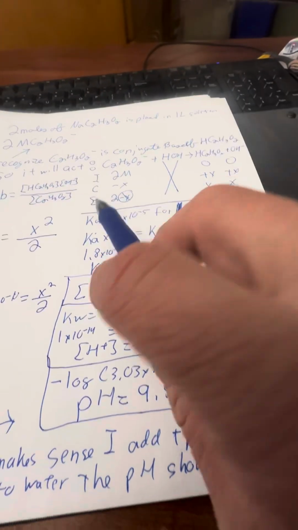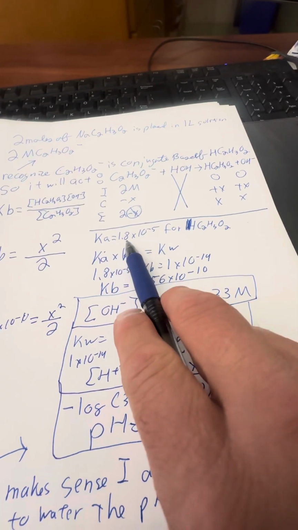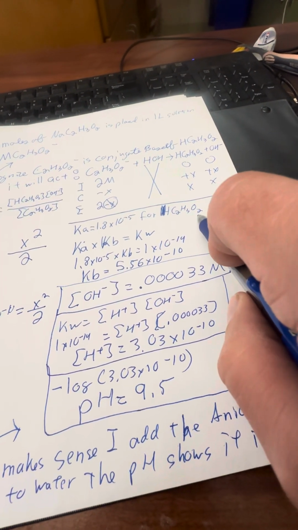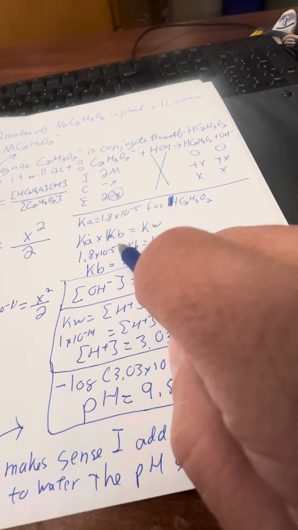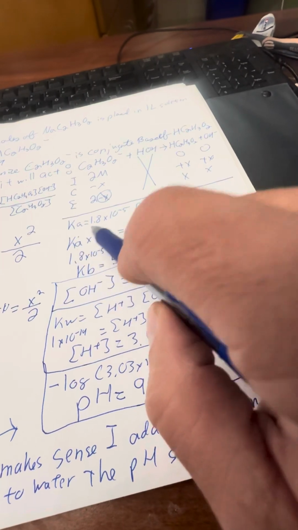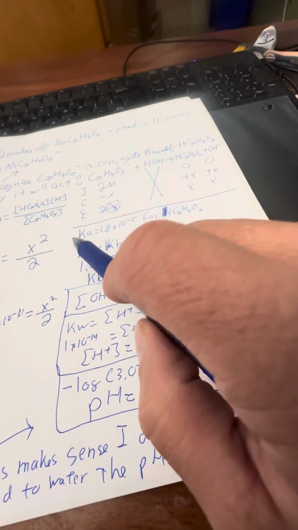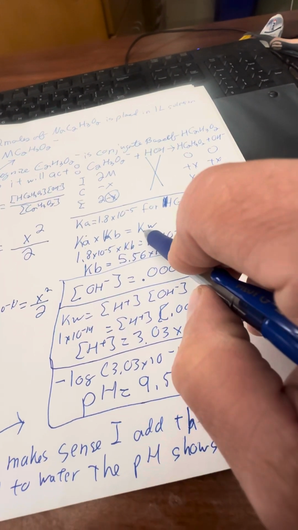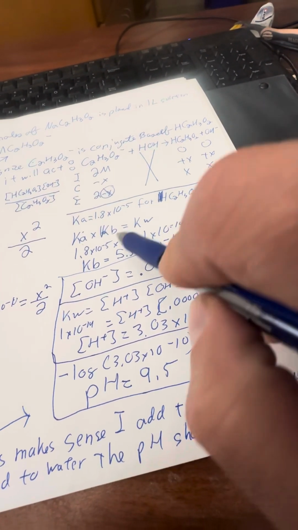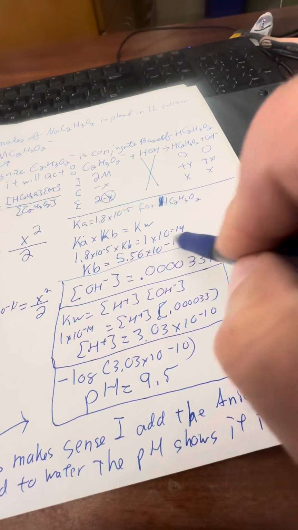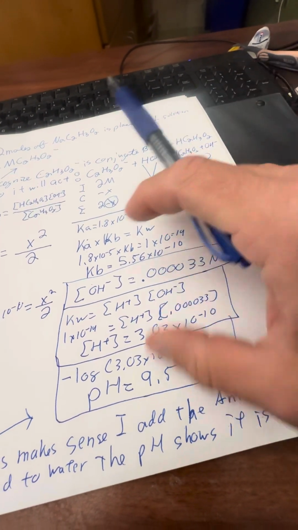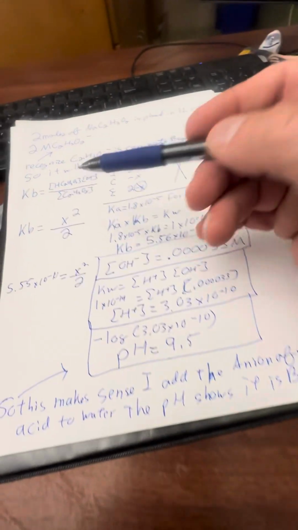Now, if you remember from the last problem, Ka is 1.8 times 10 to the negative 5 for acetic acid. Ka times Kb is equal to Kw. You can kind of think of the hydrogen ions times hydroxide ions is equal to Kw. Well, the Ka times the Kb is equal to Kw. So take my Ka, divide it into my Kw, voila, I get a Kb. Yay.